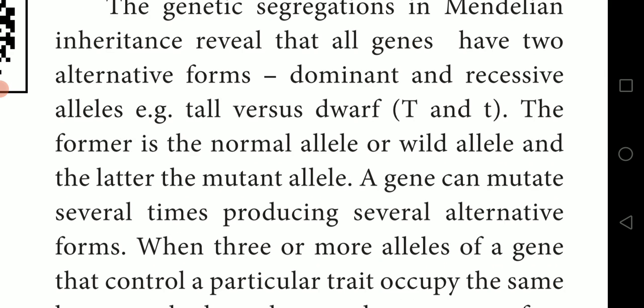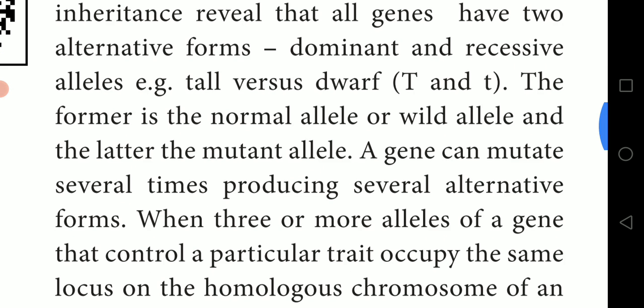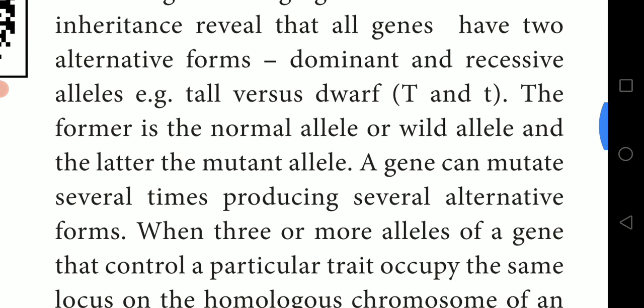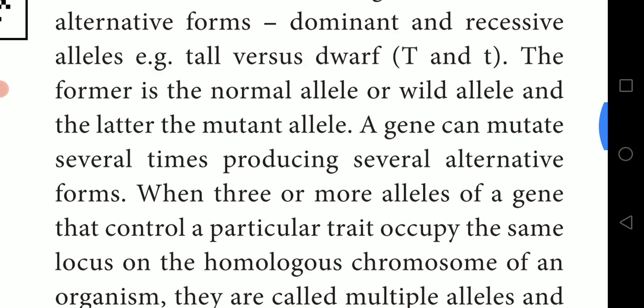Example, tall versus dwarf. Tall is denoted as a capital T, dwarf is denoted as a small t. So a gene has two alternate forms, one is dominant and another one is recessive. The former is the normal allele or wild allele, the latter is the mutant allele.